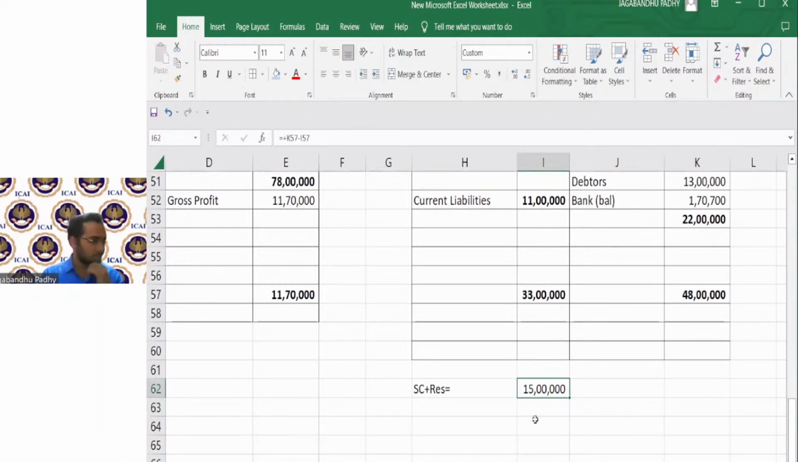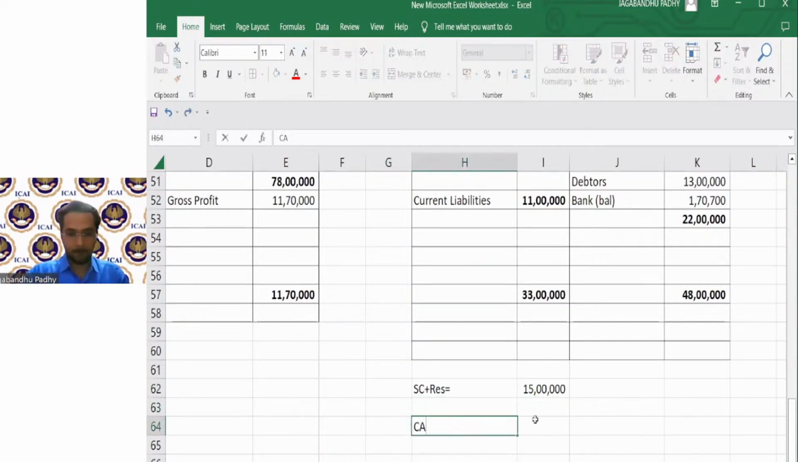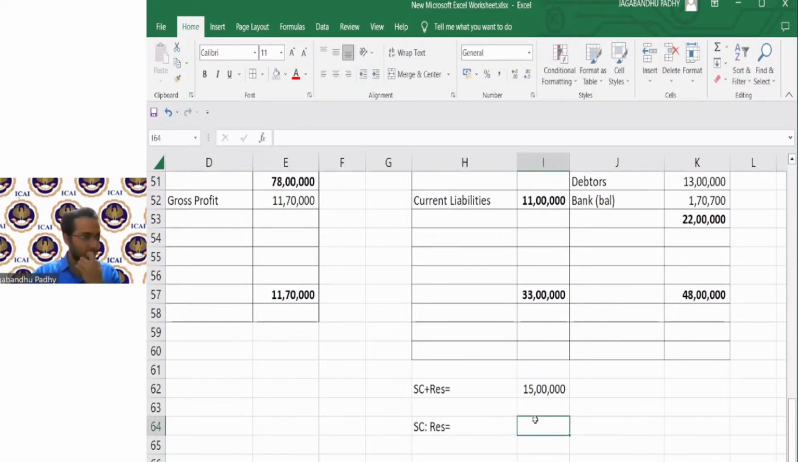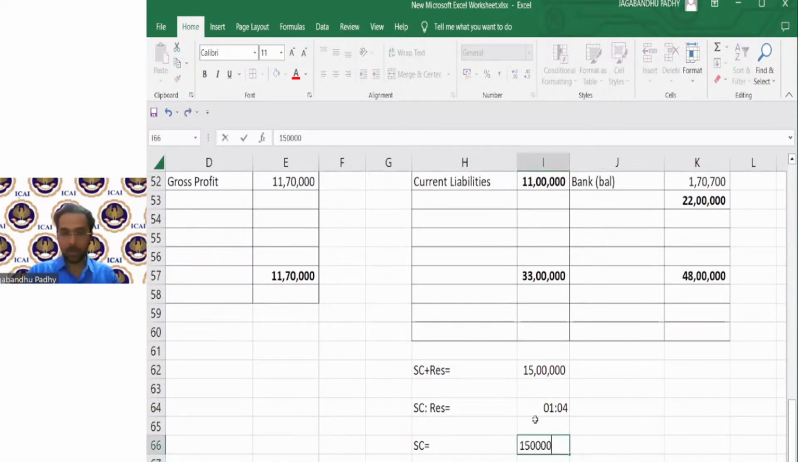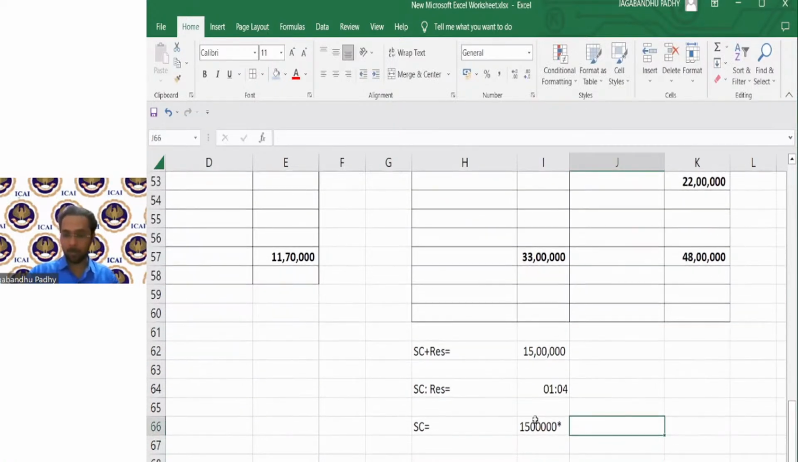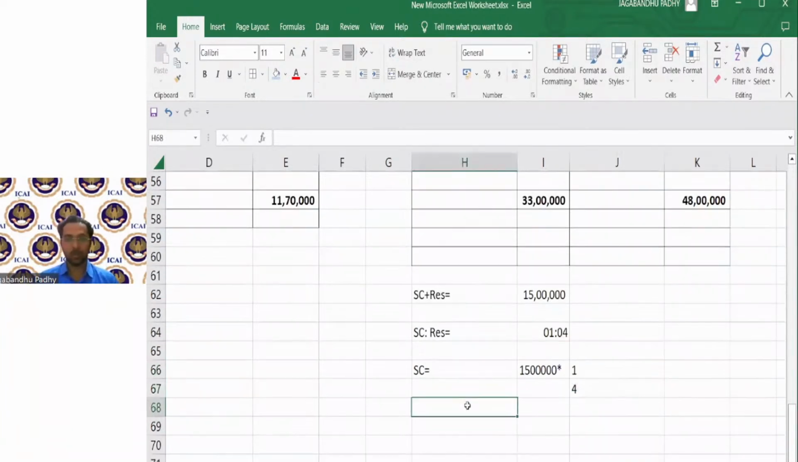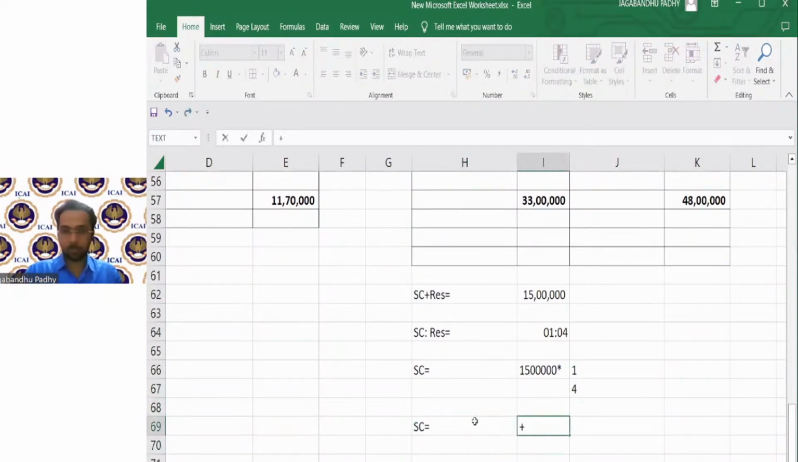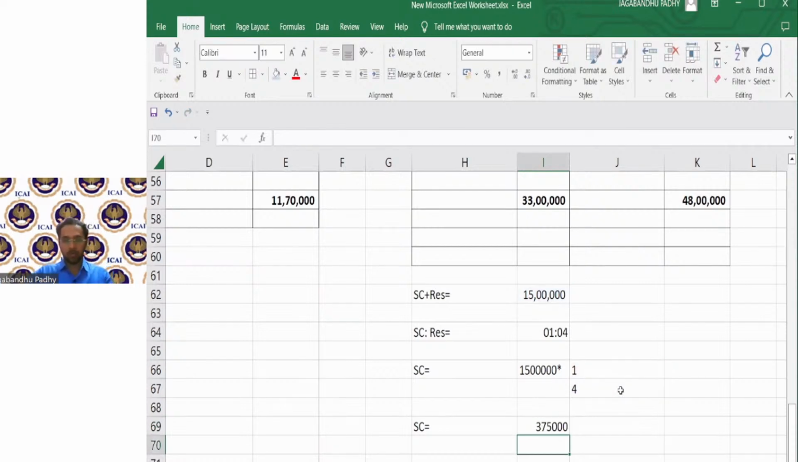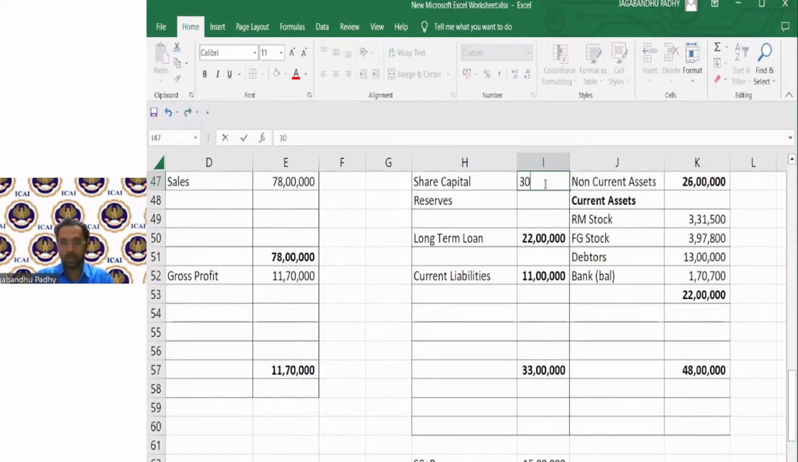Again, the question says that there's a ratio between share capital to reserves, which is 1:4. So undoubtedly, share capital will be 15 lakh multiplied by 1/5. So we get the share capital number: 15 lakh into 1 divided by 5, that will be 3 lakh. We get a share capital of 3 lakh, and undoubtedly the reserves will become 12 lakh.